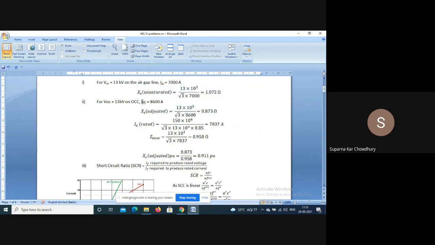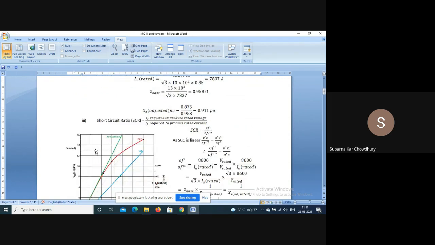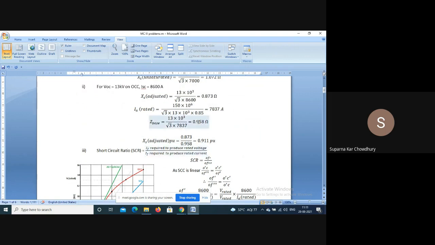Now, the adjusted synchronous reactance is for the rated voltage but corresponding to the OCC. So, for the same rated voltage corresponding to the OCC, this is the field current, and correspondingly, this is the short circuit current. This is found to be 8600 ampere. So, we get the adjusted synchronous reactance as 0.873. Obviously this is due to the saturation effect, so it is less than the unsaturated value.